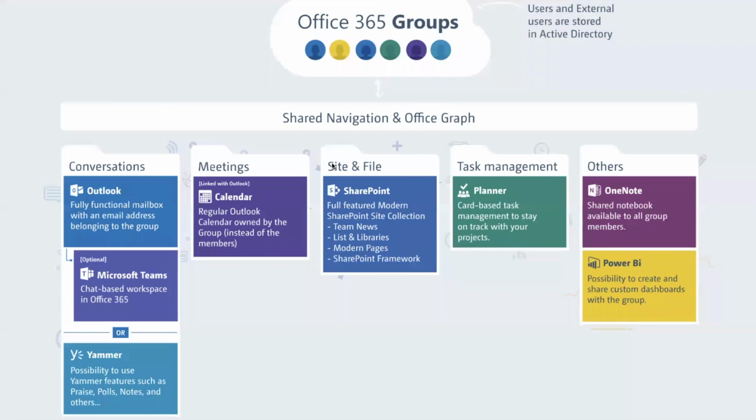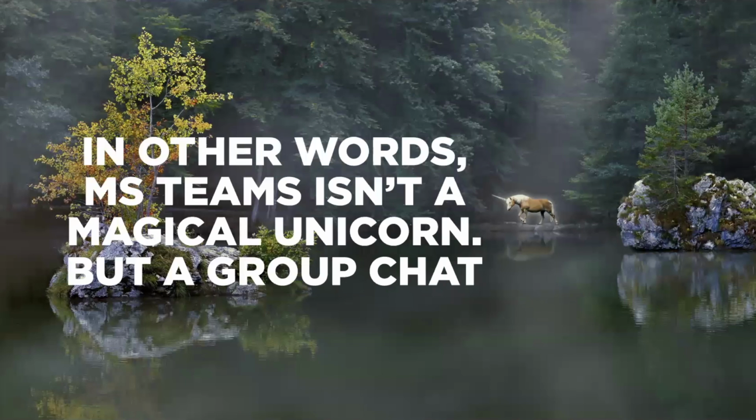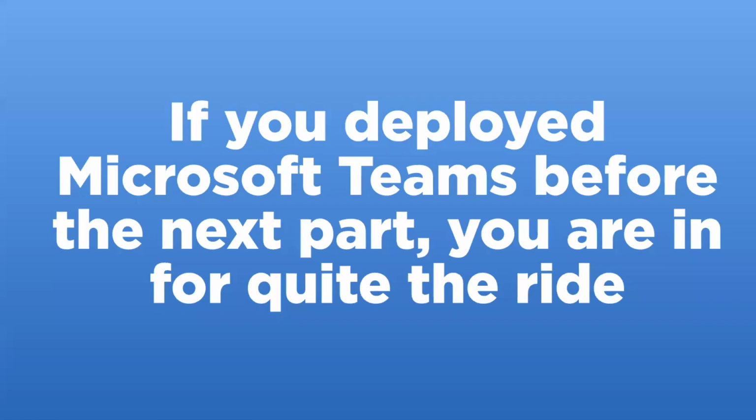All right, let's jump into, all right, I think you guys are good, right? In other words, Microsoft Teams isn't a magical unicorn, it's a group chat. It allows you to join these other things together. The thing you have to realize that you're managing is an Office 365 group. So if you've already deployed Microsoft Teams before the next things I'm about to cover, you're probably in for quite a ride.